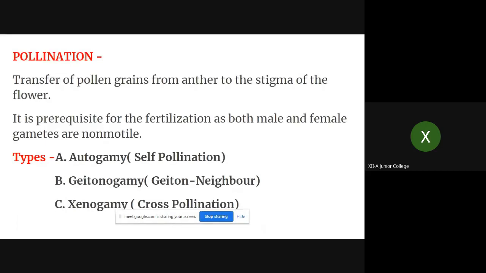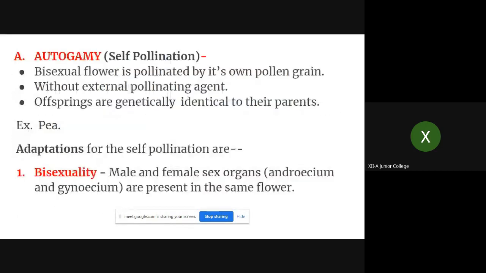That is what is called xenogamy. Now, one by one, step by step, we will discuss all these. Now, auto, as I told you, that is self pollination. Now, what are the requirements for self pollination?